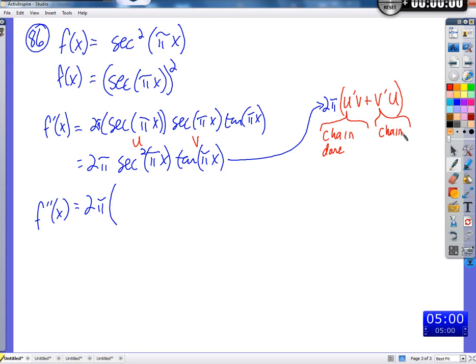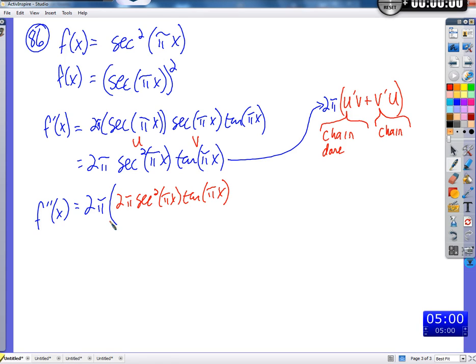Okay, so we got 2 pi times u prime. Using the chain rule, that work's done. Taking the derivative of this function, we've already taken the derivative of that function. It's this thing. It's really like inception now. When you go to take the derivative of this, this is actually the same as that. When you take the derivative of that, you get this. So we just write all that down: 2 pi times secant squared of pi x times tangent of pi x.